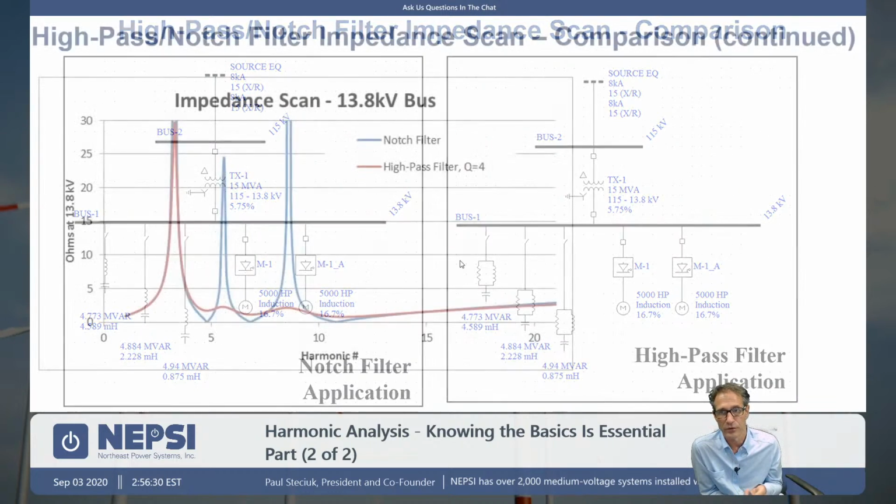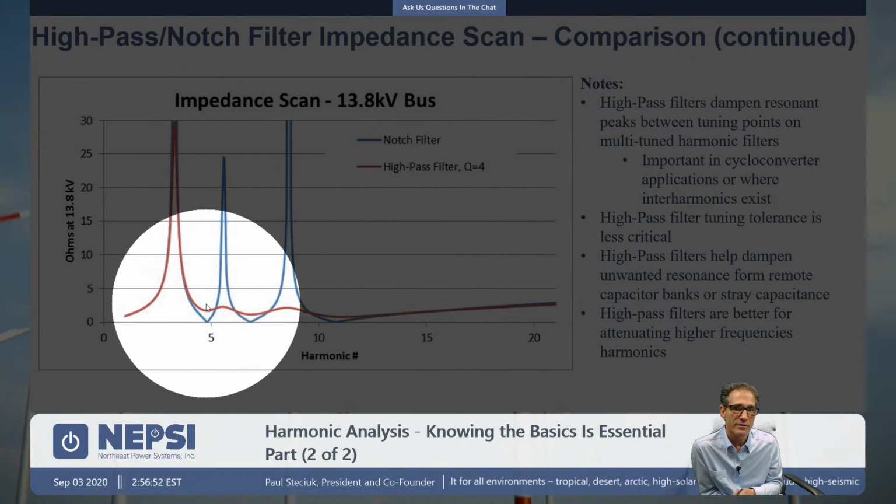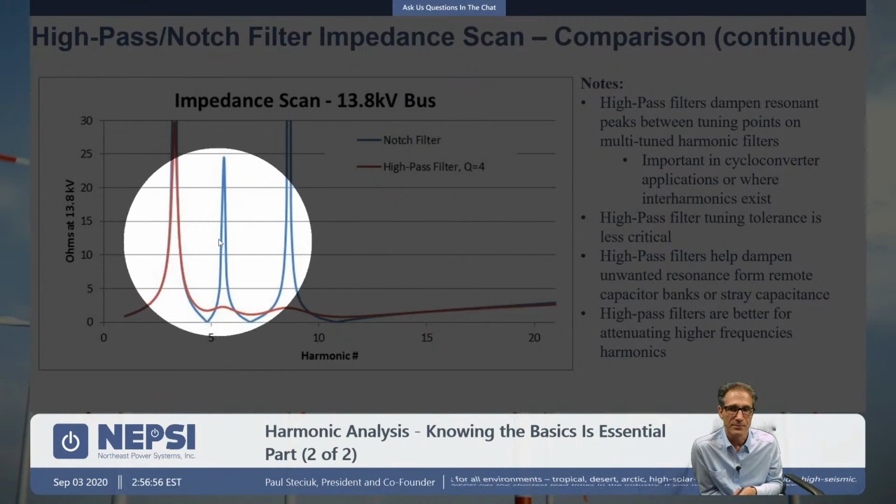And we use a program called EasyPower. We do the simulation and we come up with this impedance scan. And the blue curve represents the notch filters. The red curve represents the high-pass filter branches. And again, they could be C high-pass filters. It would be the same characteristic. And you can see what we've done. The high-pass filter branches has essentially taken out the peaks here.